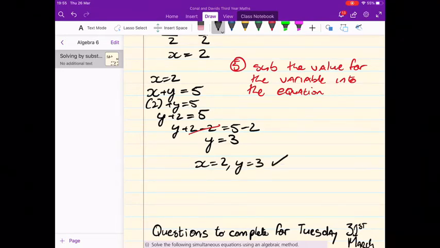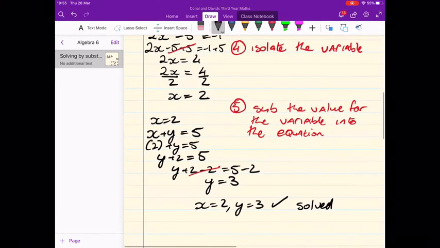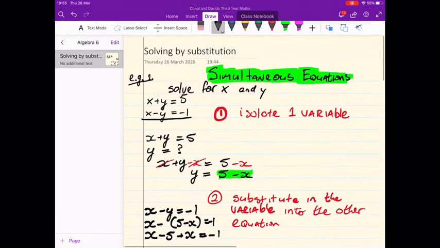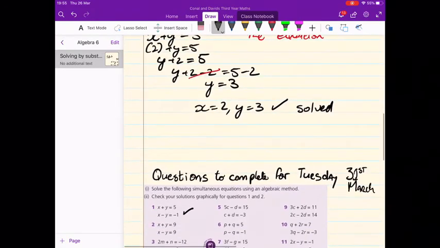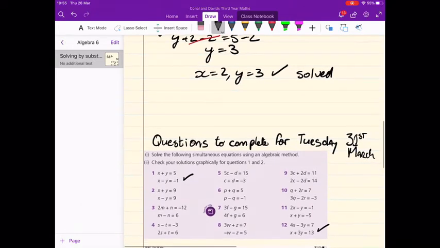So now we've solved it, because we know x is equal to 2, y is equal to 3, so that means that's solved. And we can check our answer by substituting in 2 and 3 for x and y respectively in both equations.